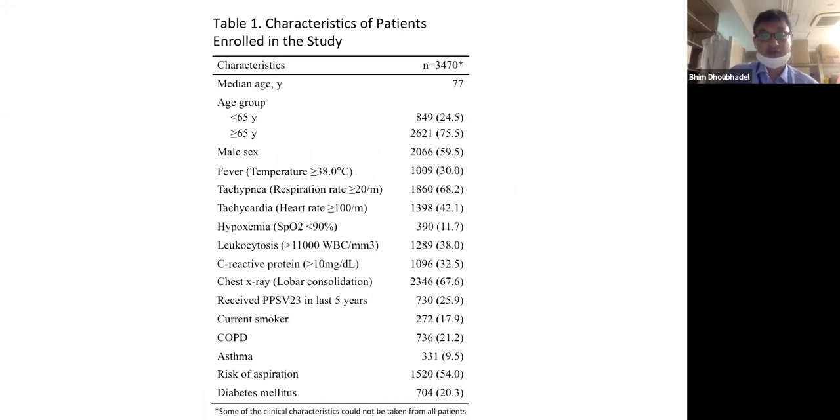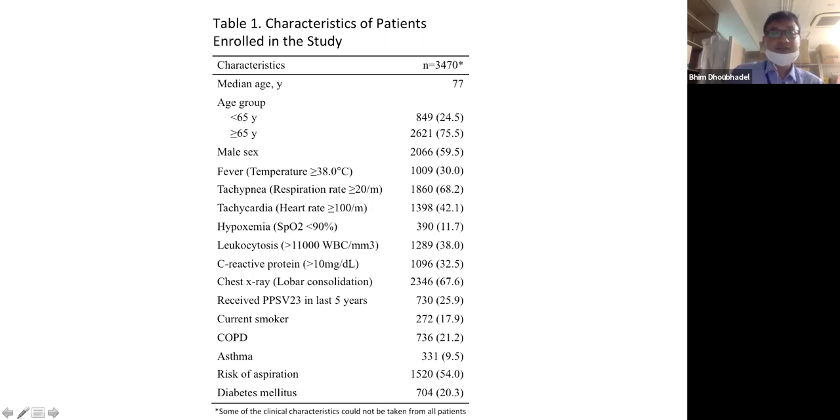So this table shows the characteristics of the inpatients. Median age was 77, and 75% of the patients were more than 65 years of age, and 59.5% were male. And for most of the criteria, like CRP, 32% had a raised CRP. 67% had lobar consolidations. The interesting thing is the vaccines: 25% had the pneumococcal polysaccharide vaccine in the last 5 years. And some risk factors like aspiration and diabetes mellitus: 54% had a risk of aspiration and 20% had diabetes mellitus.